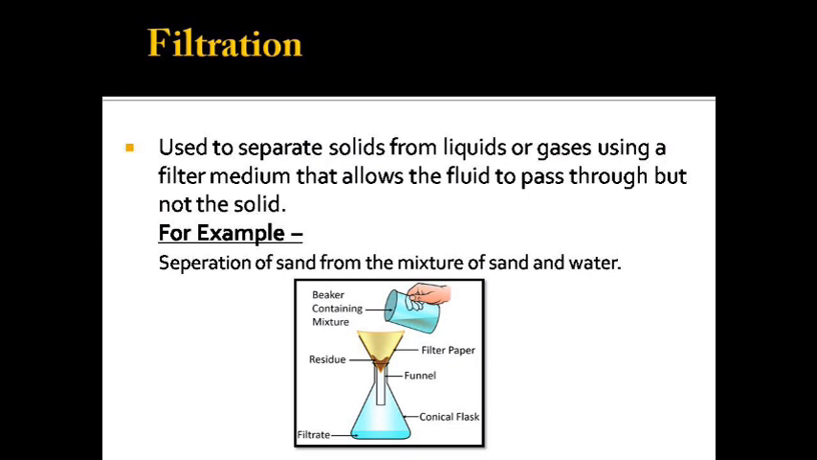The next method is filtration. It is used to separate solids from liquids or gases using a filter medium that allows the fluid to pass through but not the solid. So using filter paper in the laboratory, we can easily separate solids from liquids or gases because filter paper does not allow the solid to pass through it. For example, separation of sand from a mixture of sand and water. We can pour the mixture onto the filter paper, and we can see that sand is collected on the filter paper and water passes through it.